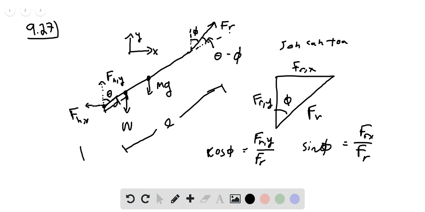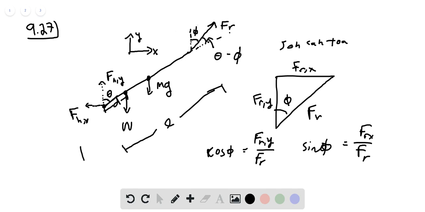B, determine the vertical and horizontal forces on the rod exerted by the hinge. And C, determine d from the appropriate torque equation. So I already have a free body diagram set up here. Let's just go through that real quick.